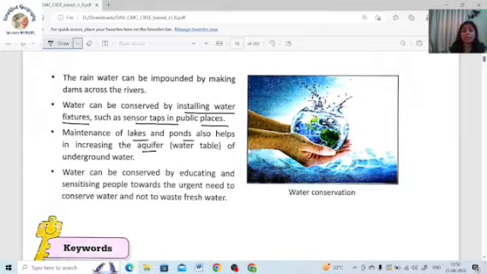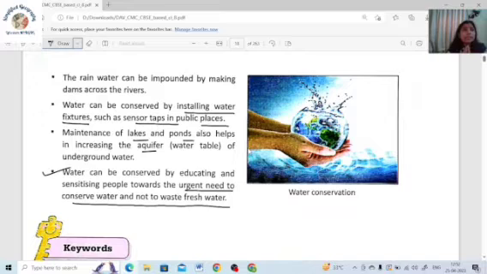Water can be conserved by educating and sensitizing people towards the urgent need of conserving water and not to waste fresh water. People like us who are living along the riverbeds, we hardly know the fact that water is not in abundance, right? So the people who are living in the core part of Rajasthan or the desert region, they walk early in the morning up to 10 miles to fetch a vessel of water. And for that particular vessel, they are using even for their drinking purposes, their domestic purposes, what not.